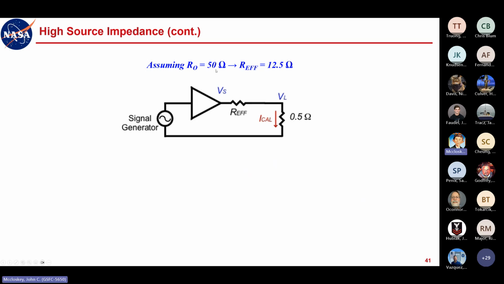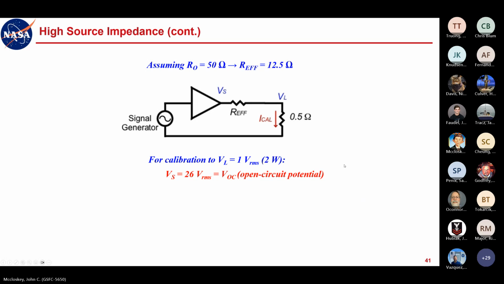So that 50 ohms maps to 12.5 ohms at the transformer secondary. So when you're calibrating to 1 volt, your open circuit potential is about 26 volts. Does that sound like a good idea? And so your short circuit current is fairly benign because of the high source impedance. That 26 volts dropping across 12.5 ohms is just over 2 amps RMS.